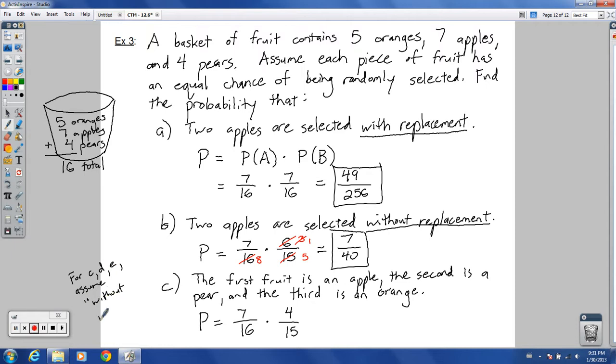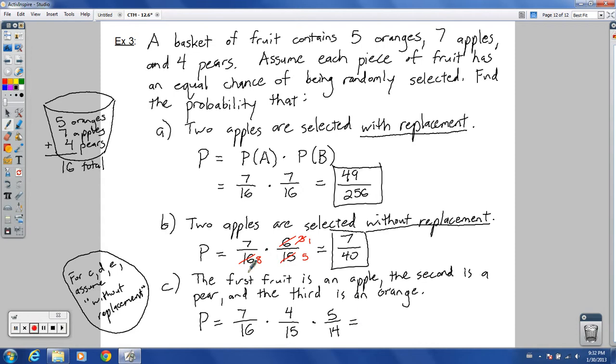Without replacement. So let's write that off to the side, just so you know these are dependent probabilities because of that. So times 4 out of 15. You picked an apple, you picked an orange, you took 2 out of the original 16 out of there, you only have 14 to choose from now. You didn't pick any oranges yet though, so there are still 5 oranges. So this third one would be 5 out of 14.